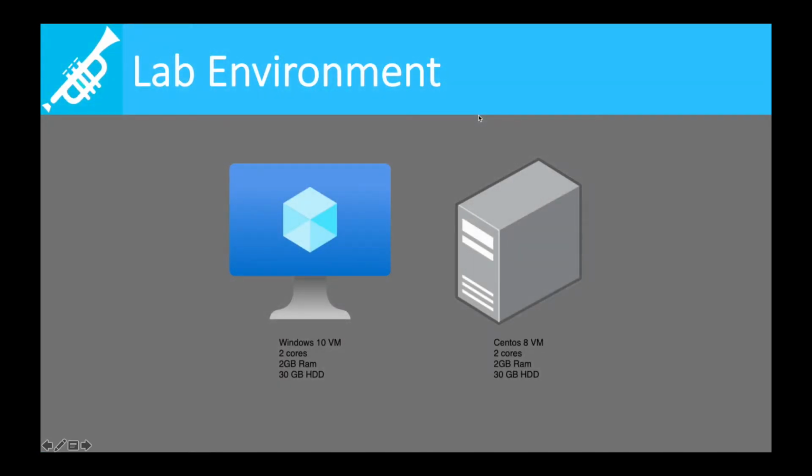The lab environment we'll be using is a Windows 10 virtual machine with 2 cores, 2 gig RAM and 30 gig hard drive. And we'll be installing Splunk on a CentOS 8 virtual machine with 2 cores, 2 gig RAM and 30 gig hard drive.